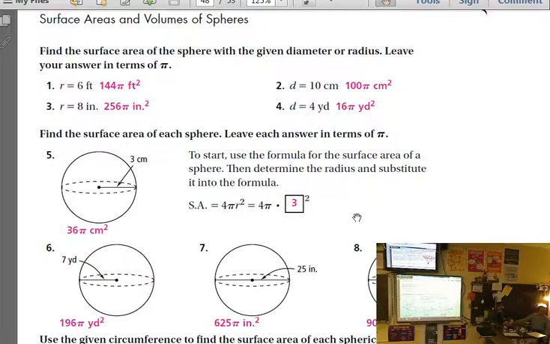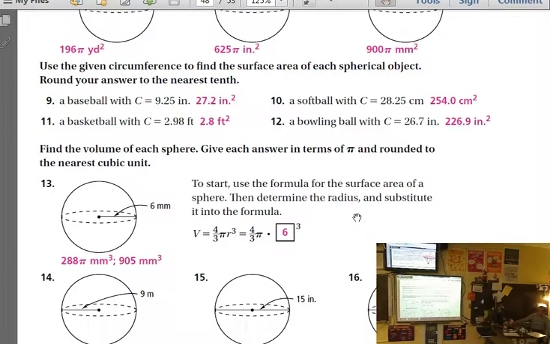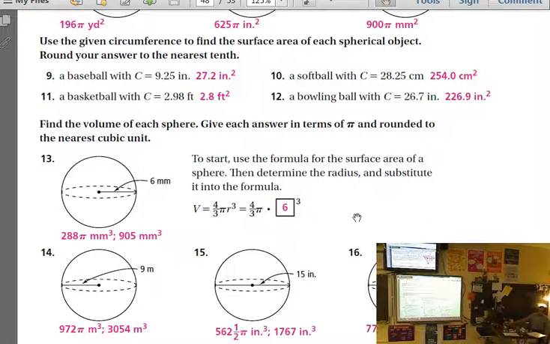Can I scroll? Yep. I'll leave 6, 7, and 8 right there at the top. Remember, volume is 4/3 pi r cubed, whereas surface area is just 4 pi r squared. I got all of 9 to 12 wrong. Check that you're using the right formula. I bet you're using the wrong formula.